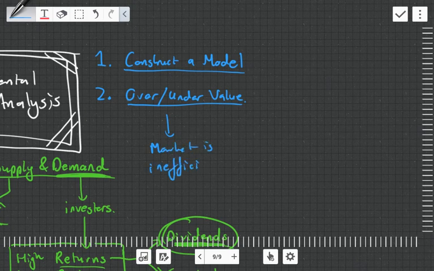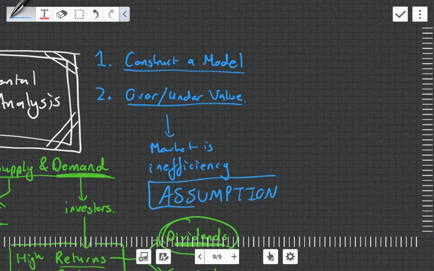And that is a massive assumption and one that has been challenged a lot in the financial literature. So already it's on a bit of shaky ground. Also, it's assuming that you can construct a model better than everybody else so that only you know if the share is under or overvalued.